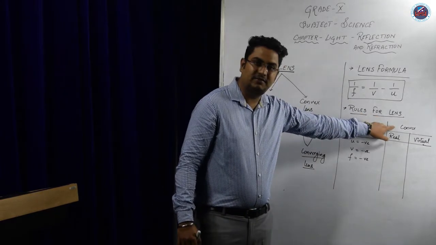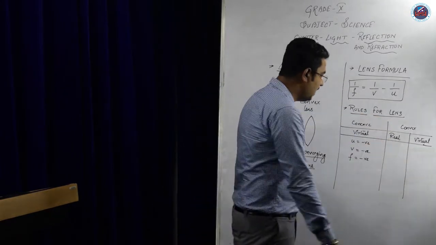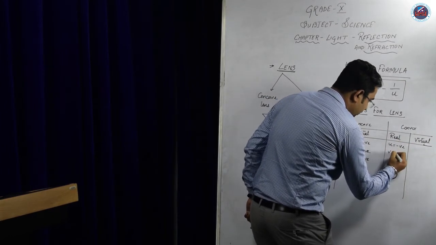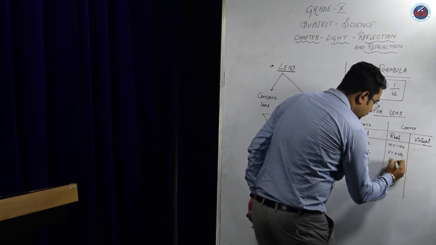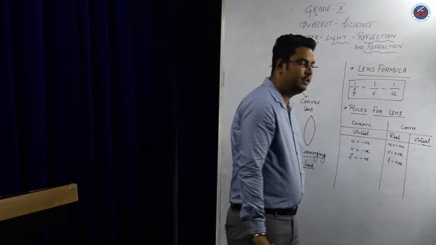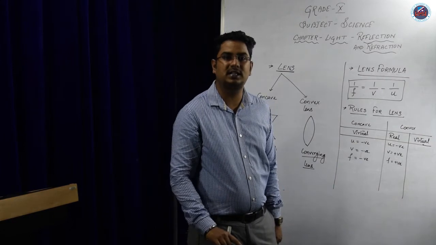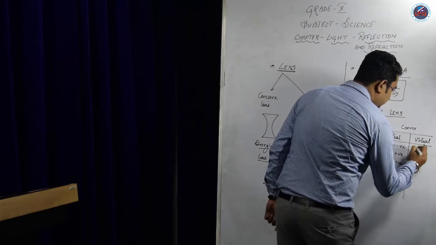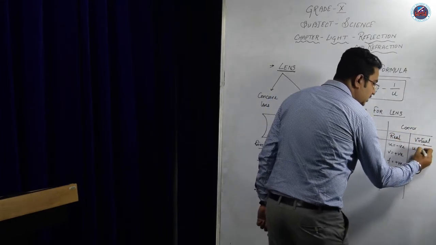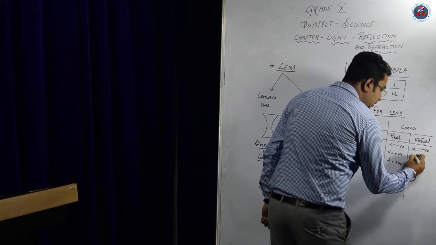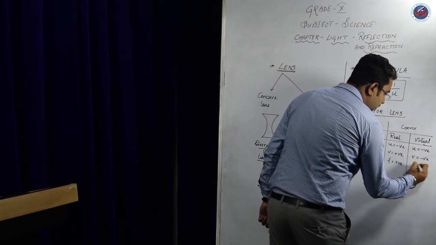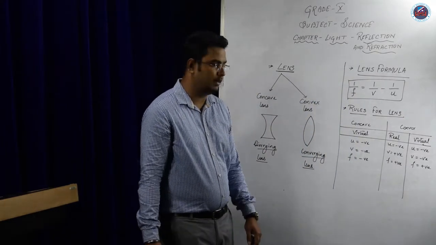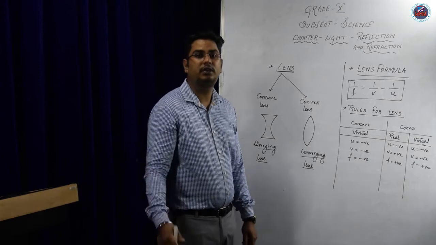Now in the case of a convex lens, real image, the value of u will always be considered negative, v will always be positive, and focal length will always be positive. Irrespective of the image, the focal length of a convex lens will always remain positive. Next, for a convex lens virtual image, u will be taken as negative, v will be considered negative, and focal length will be positive. So this is a table which you should keep in mind. It will help you to solve numericals.